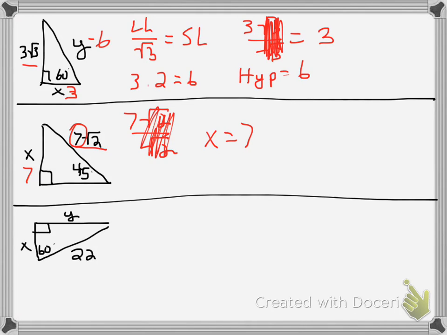This time I'm given the hypotenuse. I know it's across from the 90-degree angle. I can find the short leg by dividing by 2. That means that x equals 11. Then I go from the short leg to the long leg by multiplying the short leg times square root of 3. So y is 11 square root 3.